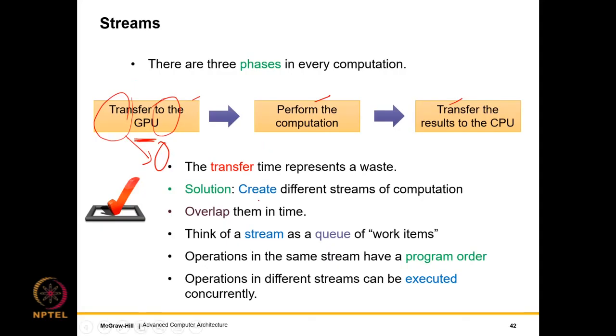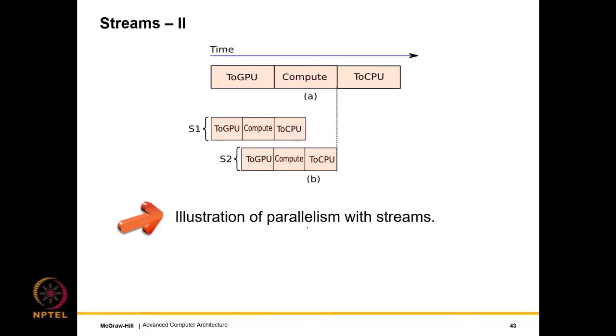Of course we can't do pipelining at the level of bytes, so we have a bigger granularity. We create a stream as a queue of work items. Operations in the same stream are executed in program order. However, operations across streams may overlap, so there is no synchronization across streams per se. So what I want to say is clearly visible over here.